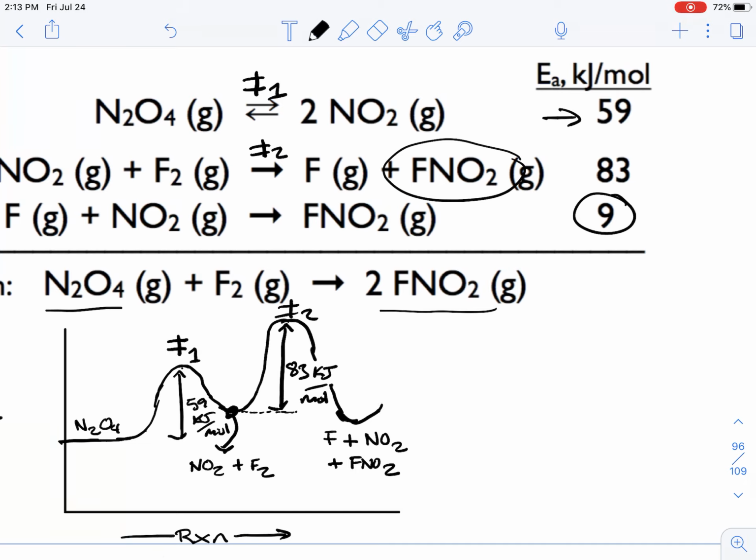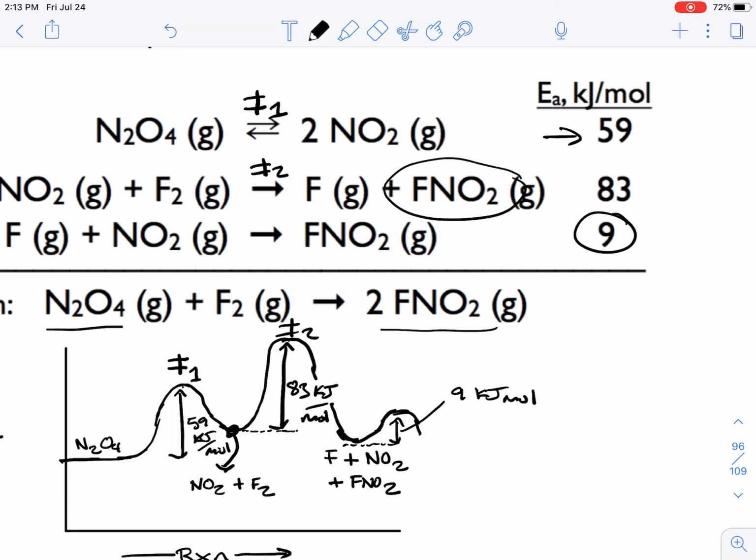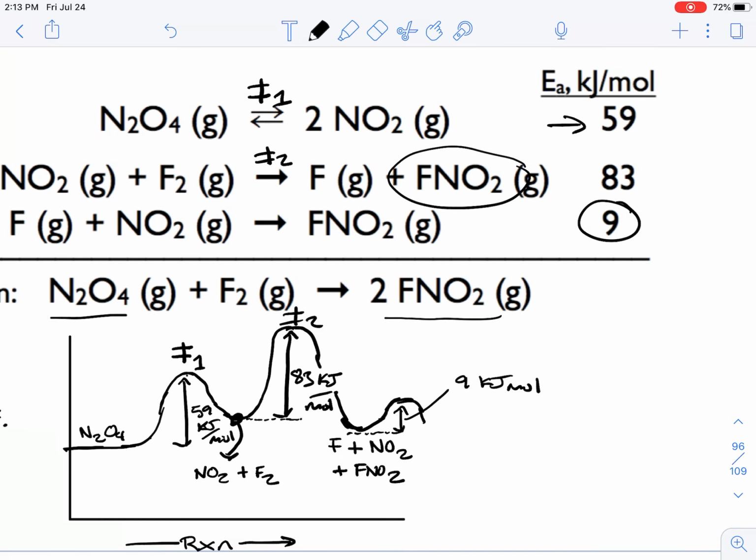Okay. So looking at the activation energy, it's about 9 kilojoules per mole. And so I'm just going to go ahead and draw a small hill, a very small increase, so that it's reflective of 9 kilojoules per mole. And so this is going to represent the third transition state.